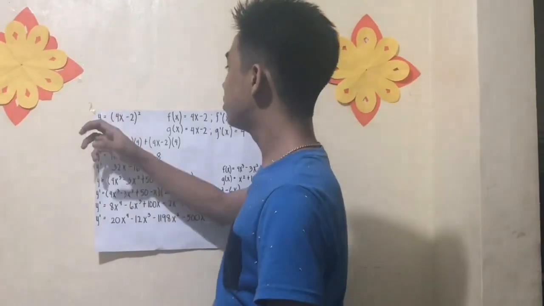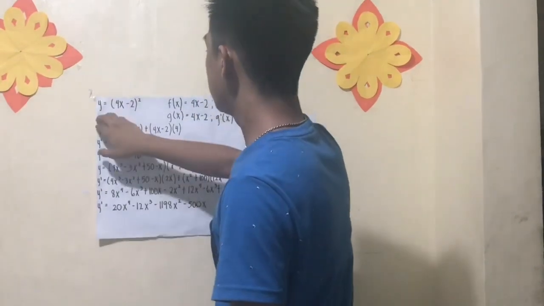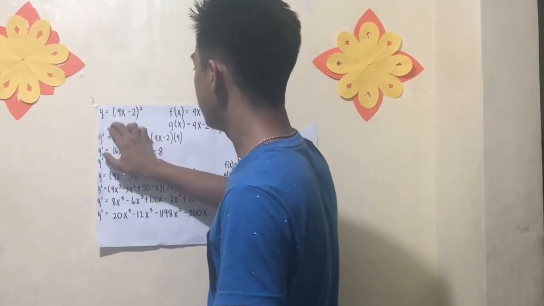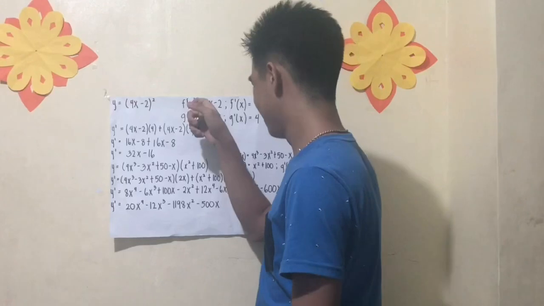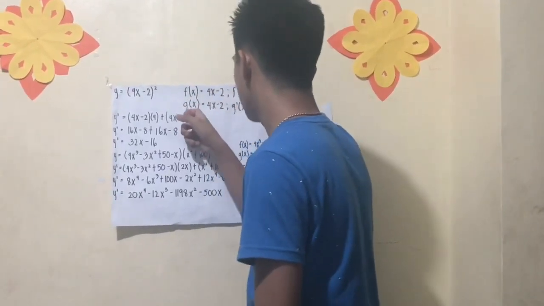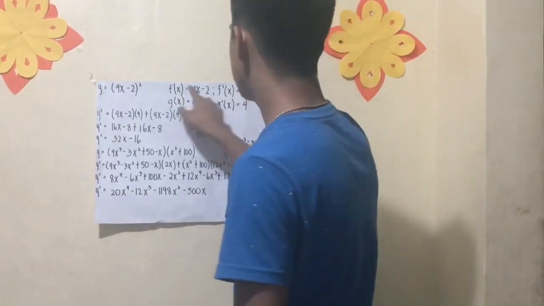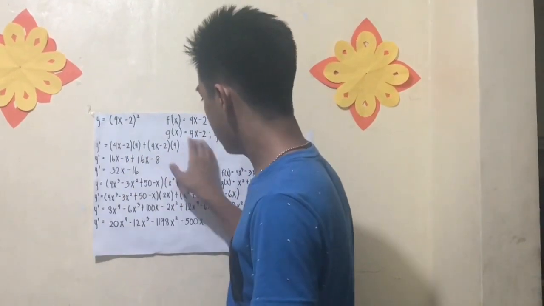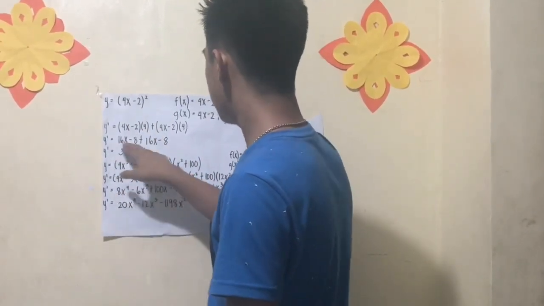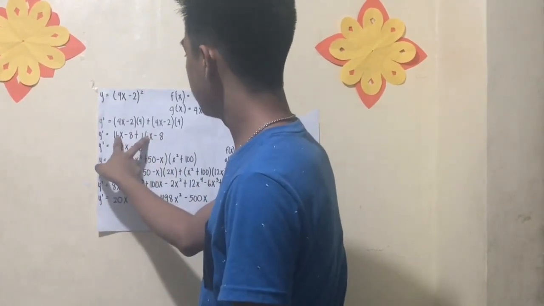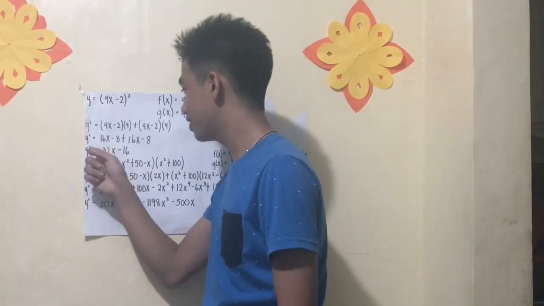Example number 2. Y equals quantity of 4x minus 2 raised to the power of 2. In this given, we're going to use the binomial method, where we're going to get the derivative of f of x and g of x, where f prime of x is equal to 4 and g prime of x is equal to 4. Then crisscross. Then this will be the answer of this. So, by using the distributive property, we can get this answer too. Then, by combining the like terms, our answer is y prime equals 32x minus 16.